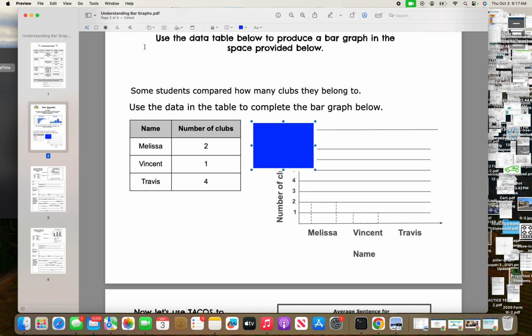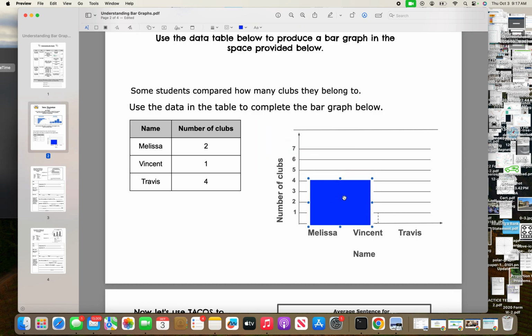All right. First of all, we already have Melissa. We see that Melissa is a part of two clubs, so go ahead and shade that in. One, two for Melissa. All right. How about Vincent? Vincent only participated in one, so we only need to shade up to one for Vincent. What about Travis, the superstar? He had four, so we got to go all the way up to four. So let's make Travis's bar. His bar goes all the way up to one, two, three, and four. Congratulations, we just completed a bar graph.